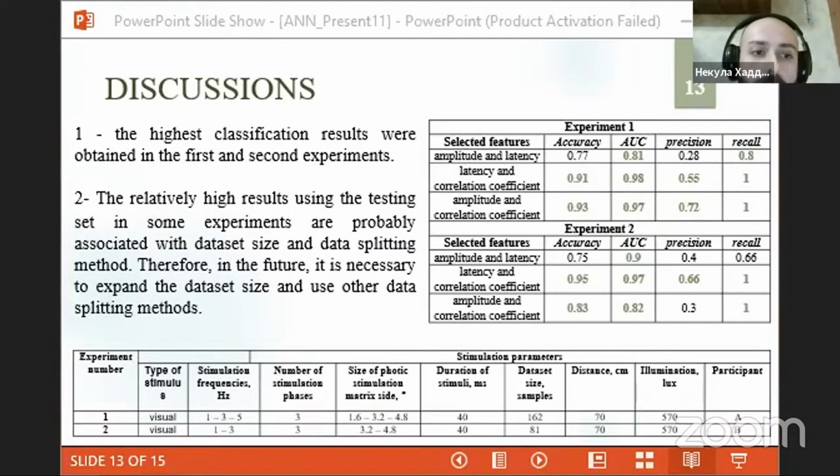Based on our results, it was observed that the highest classification results were obtained in the first and second experiments, as we got reasonable classification results using testing sets, especially at 3 Hz stimulation frequency. However, the value of recall was considered one of the most valuable validation parameters, due to the importance of the positive class, which indicates the target stimulus. The relatively high results in some experiments are probably associated with dataset size and data splitting method. Therefore, in the future, it's necessary to expand the dataset size and use other data splitting methods.